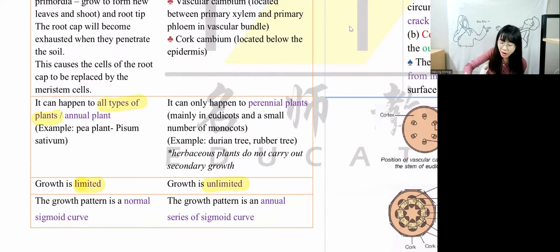We call this a perennial plant. We will learn what a perennial plant is later, but we usually refer to the woody plant. Woody plants carry out secondary growth, so they are tougher and stronger. How do we differentiate whether they are woody or non-woody plants? We can look at the stem. We can also look at whether they are shakeable or not. Later I'll tell you how to recognize whether they are woody or non-woody plants.